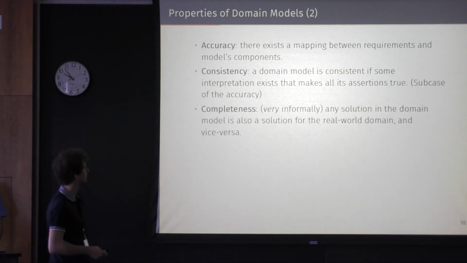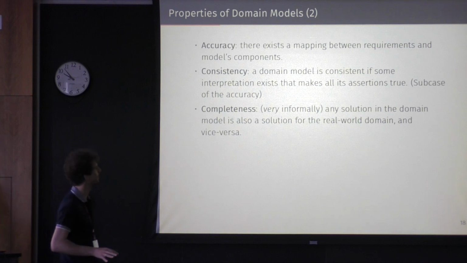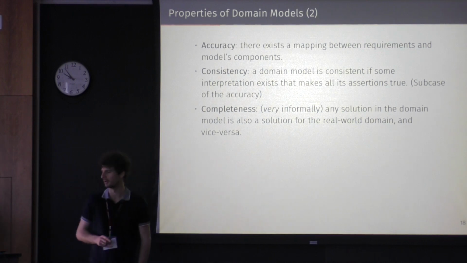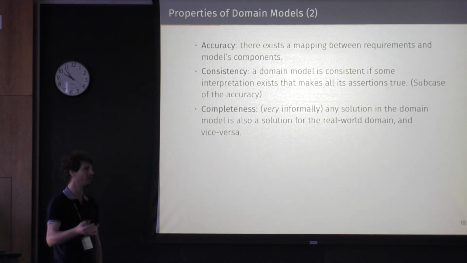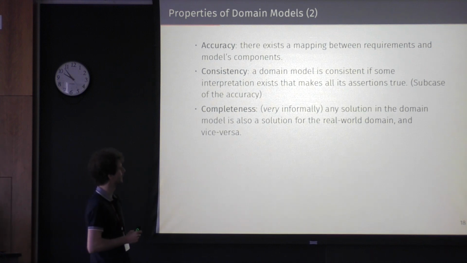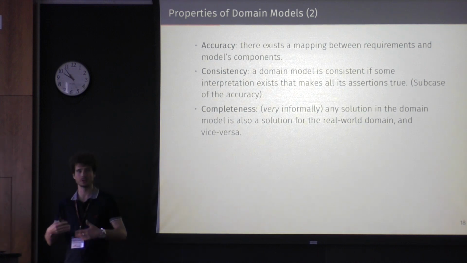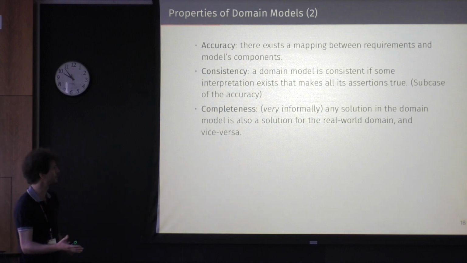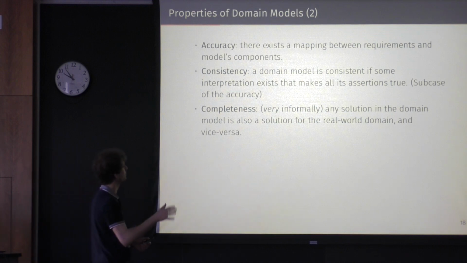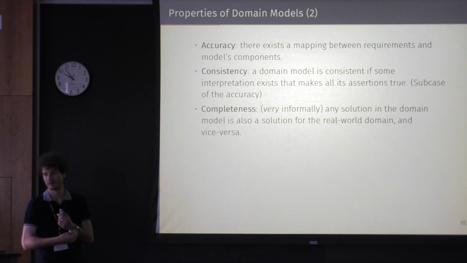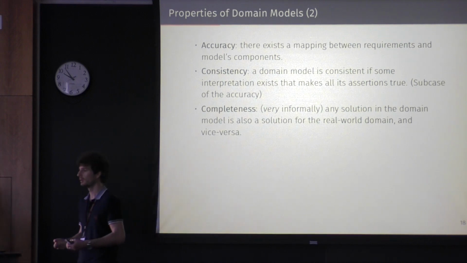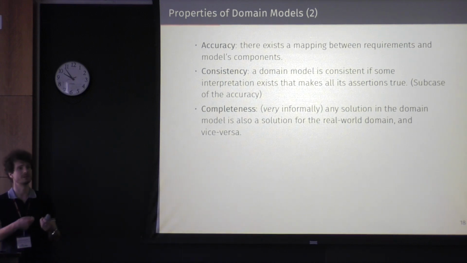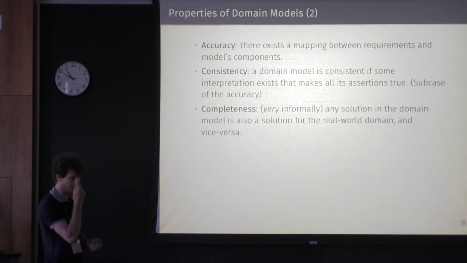And then you move to completeness, which is, extremely informally, because otherwise the definition was pretty long. You are checking that your domain model is complete with regard to the original domain. So you are checking that if, by using your model, you find a solution, that solution applies also in the real-world domain, and clearly vice versa. So if there is a solution in the real world, you would be able to find it, or at least to represent it, also using the language that you have selected and also using your domain model.